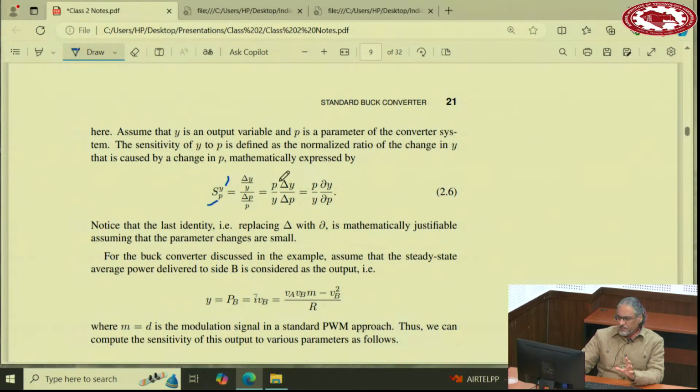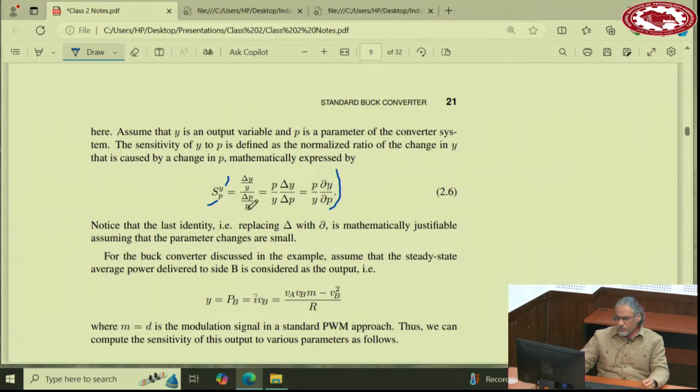So mathematically, we can approximate this one and use the partial derivative of y with respect to p. So now if you have for any circuit, any system, an equation for y, if you can manage to derive an equation, normally we can do that, then you calculate this expression, and then you see the sensitivity function.